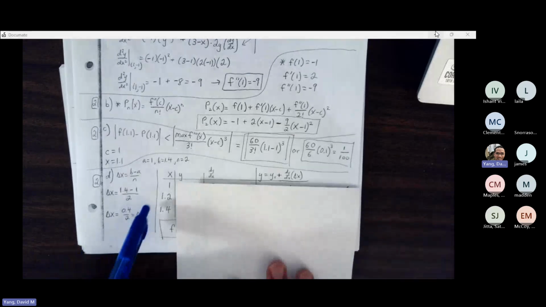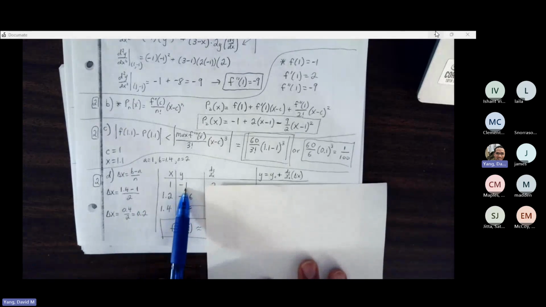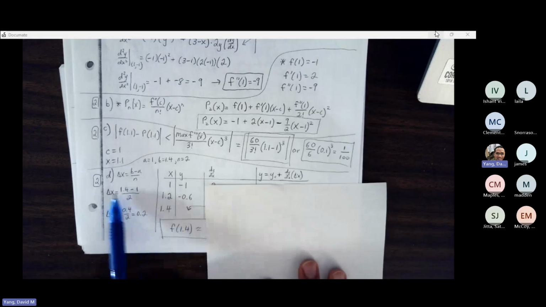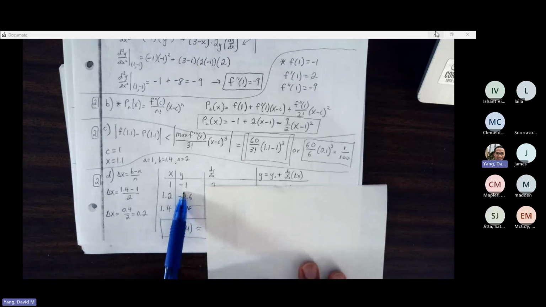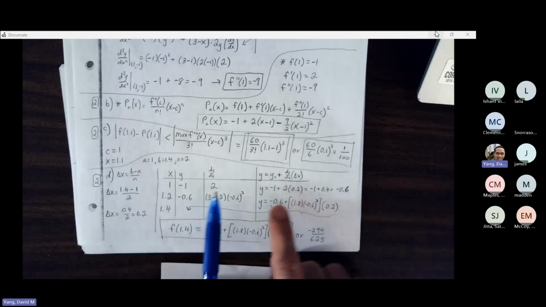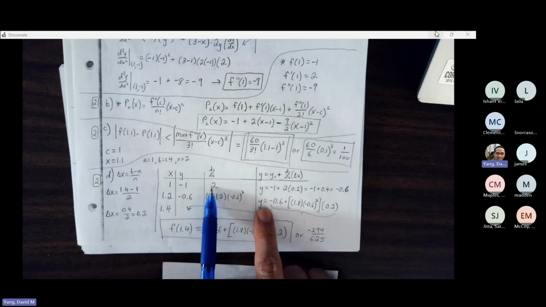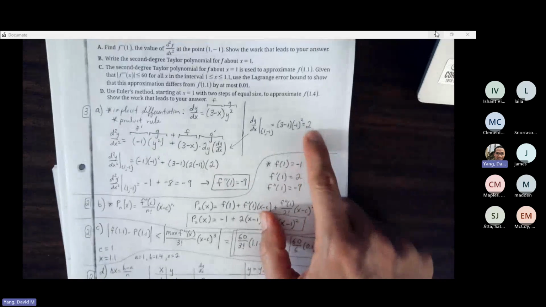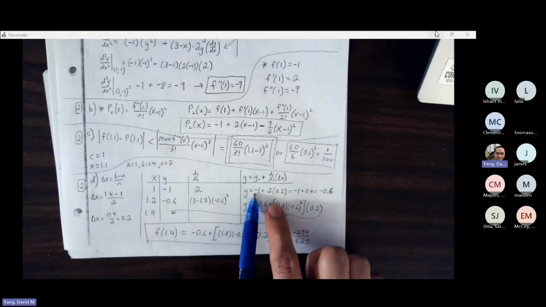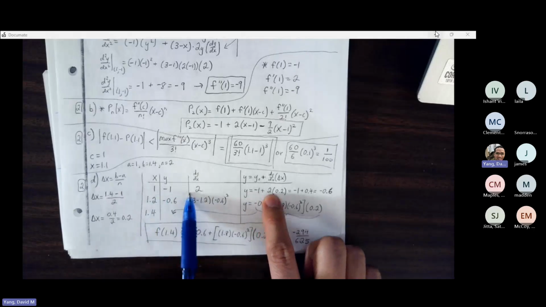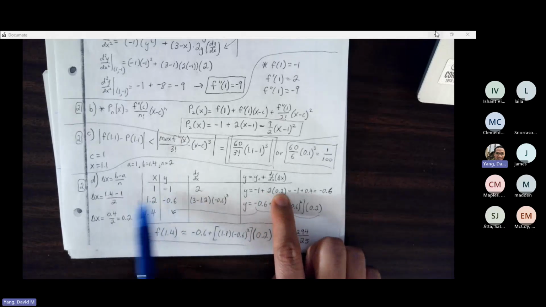Okay, so our x value is 1, our y value is -1. That's the starting point. We know our delta x, b minus a over n, 1.4 minus 1 over 2. 0.4 over 2 is 0.2. So 1 to 1.2, 1.2 to 1.4. And then now we're working our way through our table here. Our dy dx at 1, -1 is 2 because we found that over here. So now y equals y sub 0 plus dy dx times delta x, so -1 plus slope times step size, 0.2.